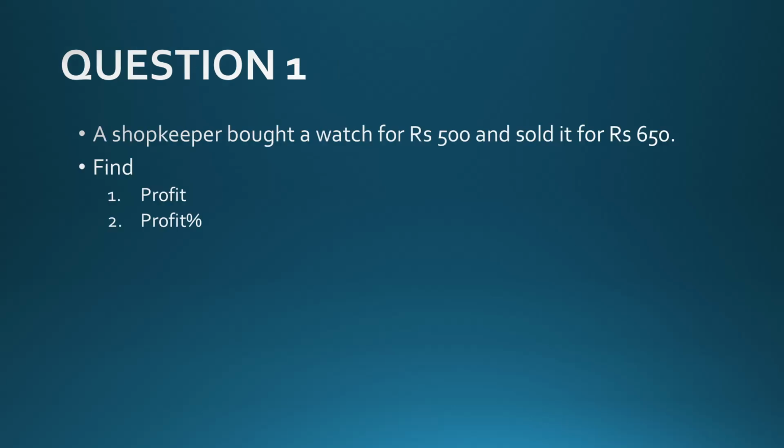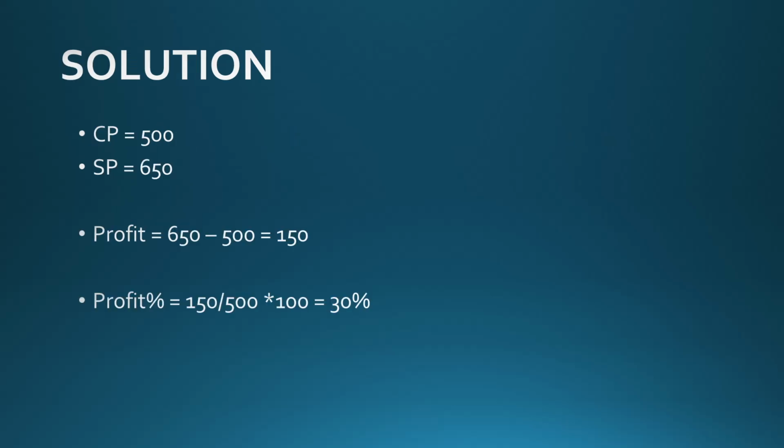Now let's look at a few questions. Question 1. A shopkeeper bought a watch for rupees 500 and sold it for rupees 650. Find profit percentage. Okay, so the price at which it was bought is cost price, so cost price is 500. Price at which it is sold is 650, so selling price is 650. Now profit equal to selling price minus cost price equal to 650 minus 500 equal to 150. Profit percentage equal to profit divided by cost price into 100, so 150 divided by 500 into 100 equal to 30%. So the answer is 30% profit.